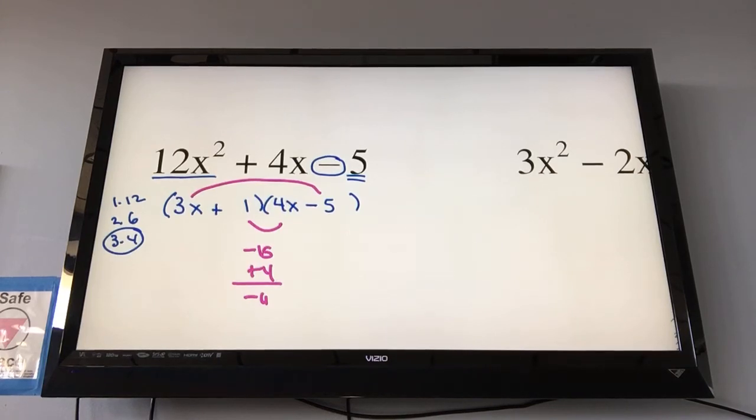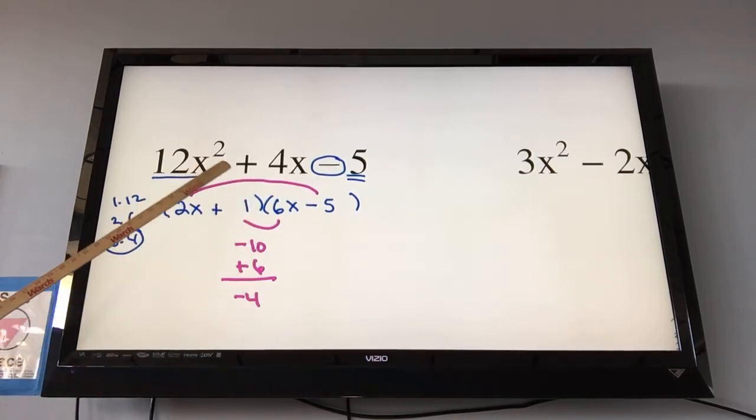Since that's not working, then I'm gonna go and try 6 and 2. And I try. Outer times outer, negative 10, inner times inner, positive 6, and that gives me a negative 4. But I want a positive 4, so what's my rule then? Switch the signs, good. So just make that one the minus and that one the plus, and it works. So it's trial and error. These 3-term ones, you try it, if it doesn't work, you try something else.